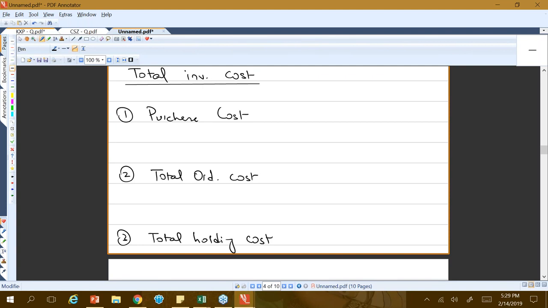Well, the total purchase cost is simply the units into cost per unit. So units are your demand into the cost per unit. That's easy. The total ordering cost is D over Q. D over Q gives us the number of orders, and then into the CO, which is the cost per order. So D, demand, over Q, the quantity, into the CO.